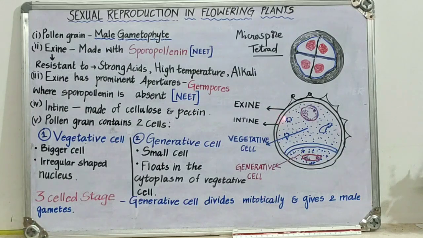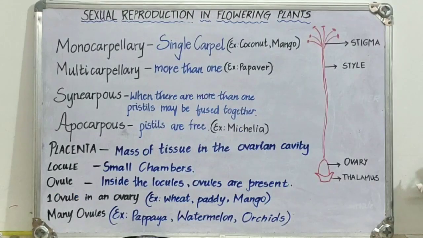Intine is made of cellulose and pectin, and the pollen grain contains two cells: the vegetative cell and the generative cell. Mostly pollen grains are shed in the two-celled condition, as scientists tell. What is the three-celled stage? The generative cell divides mitotically and gives two male gametes. This is called the three-celled stage. Okay, students, do you understand? Next we'll see.